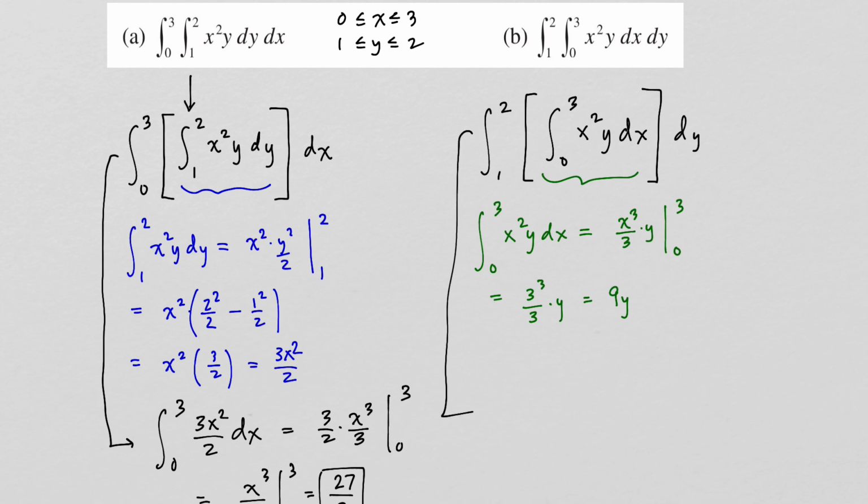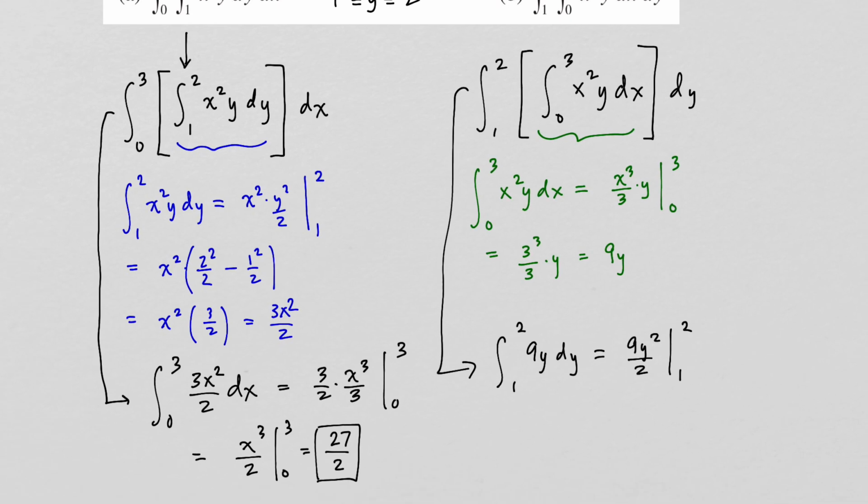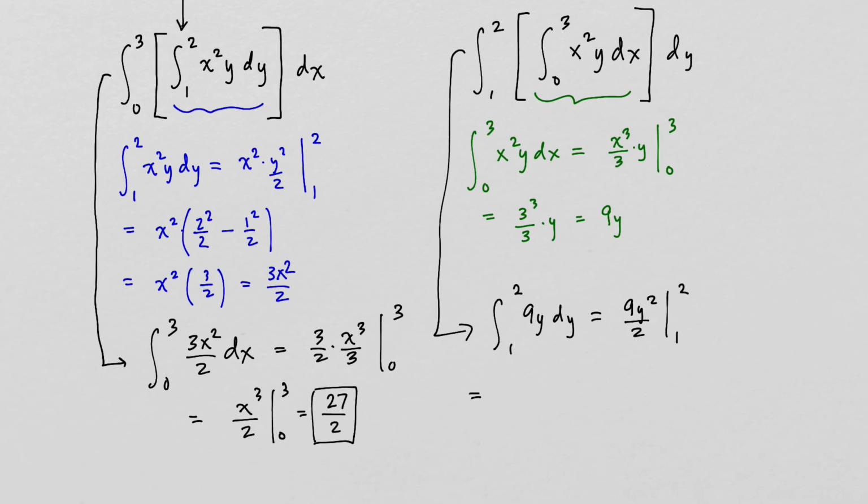And so this becomes the integral from 1 to 2 of 9y dy. And this, of course, is 9y squared over 2 from 1 to 2. And here we get 9/2 times 2 squared minus 1 squared, which is 9/2 times 3, or 27 over 2. So the point of this example is, of course, to show you that you get the same answer no matter which variable you integrate first.